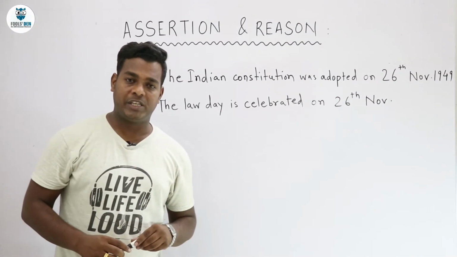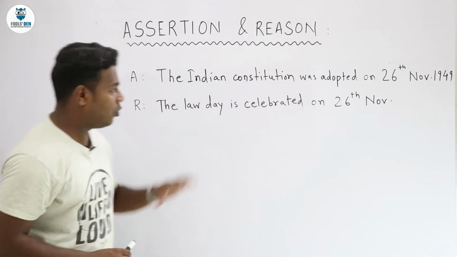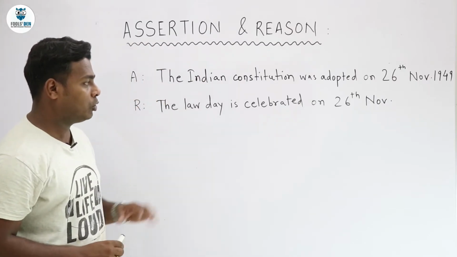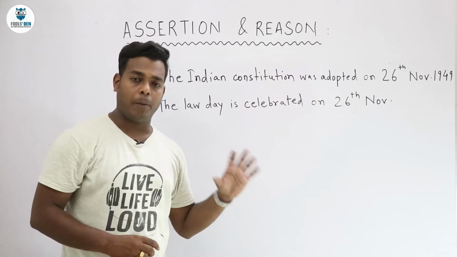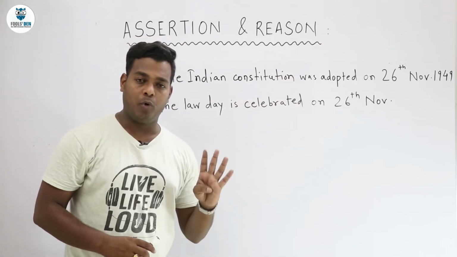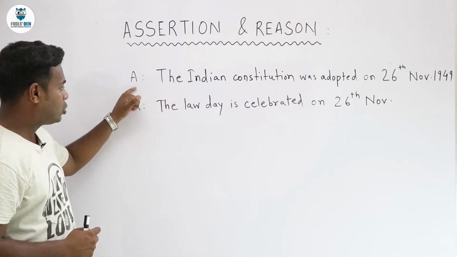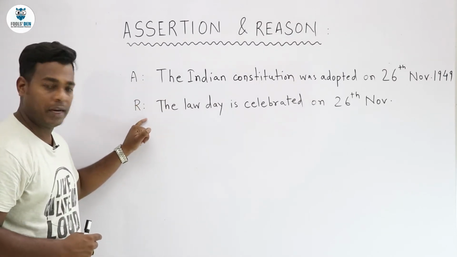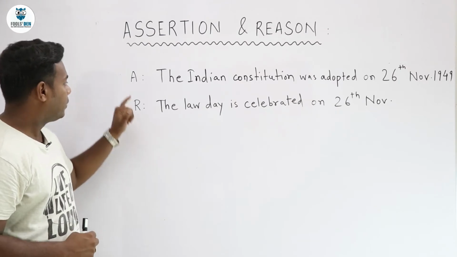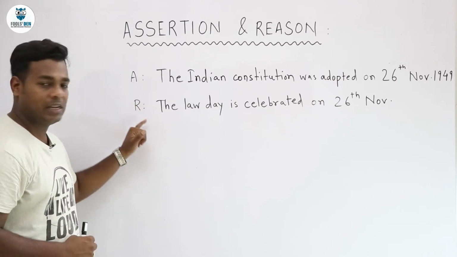Now let's take some questions to understand the concept better. Before going to this question, I'd like to talk about the options first. So how do the options in these questions look like? There will be four options. First option would say that the assertion is true, but the reason is false, right? The second option would say that the assertion is false, but the reason is true.